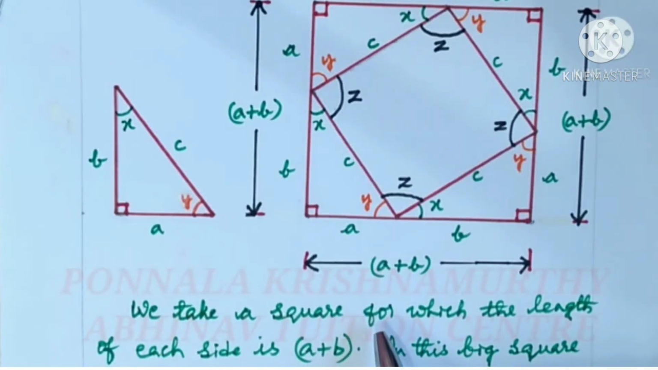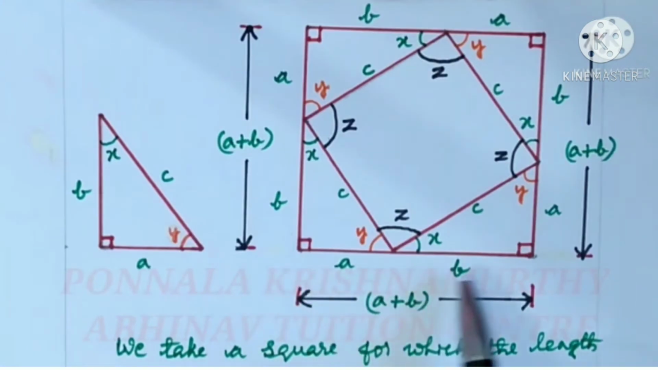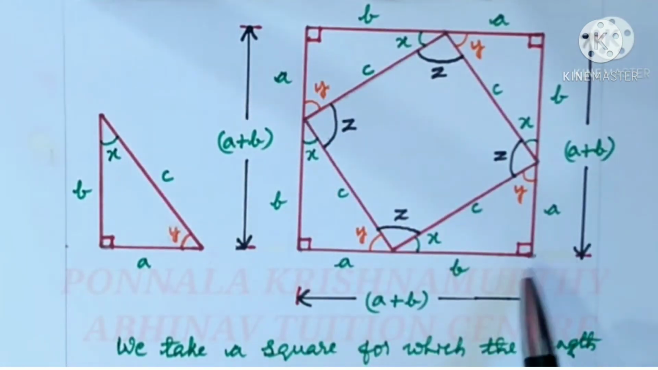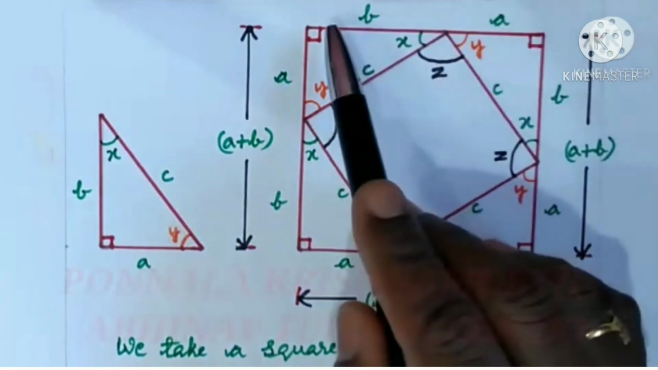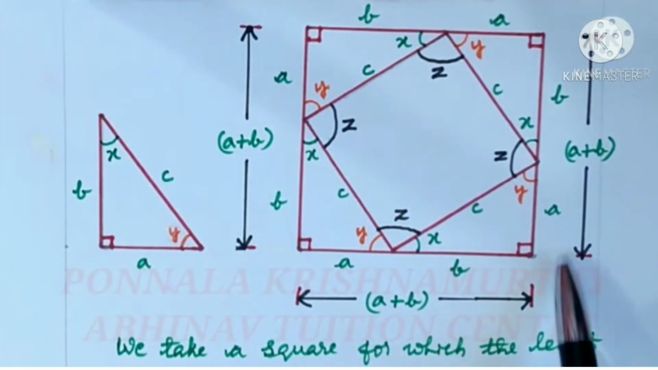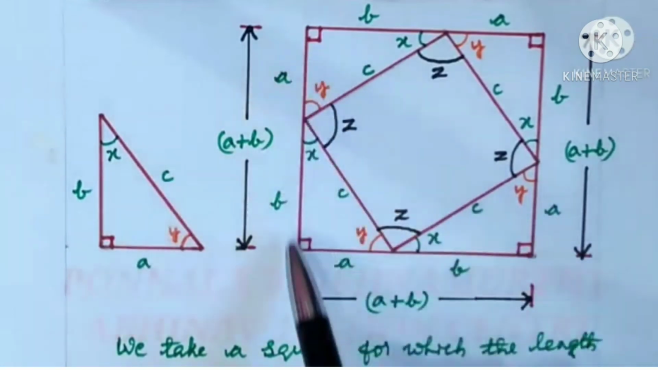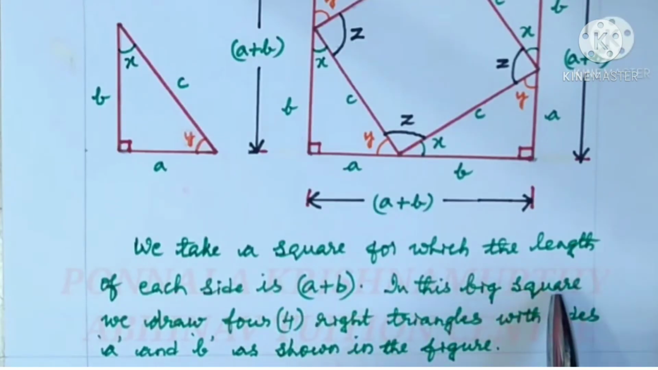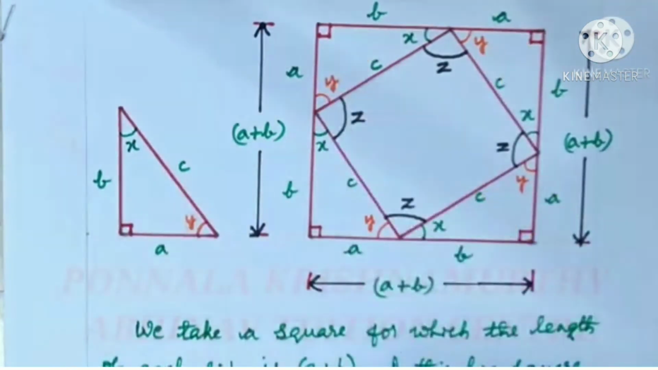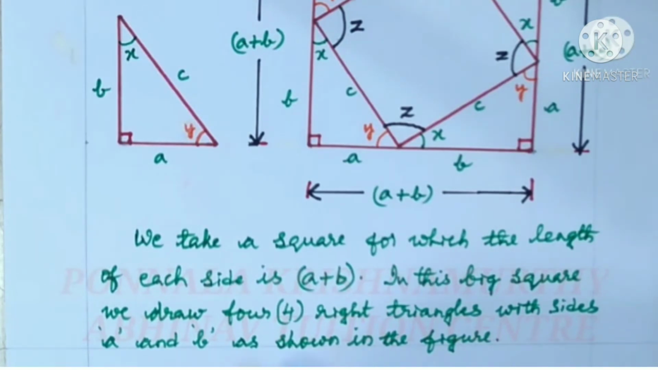We take a square for which the length of each side is A plus B. This is a square, a big square. The length of this is A plus B, A and B, A and B, A and B, A and B. This is A plus B, this is A plus B, this is A plus B, this is A plus B. In this big square, we draw 4 right triangles, 1, 2, 3, 4, with sides A and B as shown in the figure.